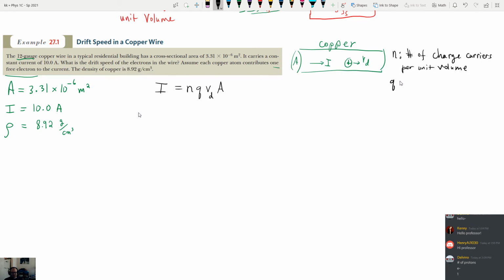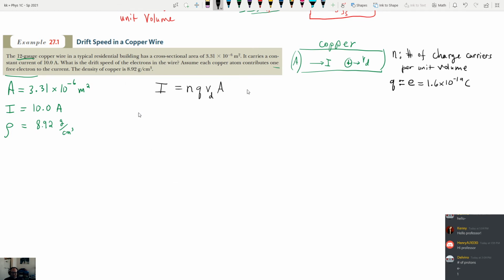q is going to be the charge on a single electron, so q is just equal to the electron charge, which is 1.6 times 10 to the negative 19 coulombs. That's the charge on a single electron. And I think that is enough information for you to figure this out. There is one other piece of information we're going to need, and I'm going to see if you all can figure out what that piece of information is before I ask you to calculate it.